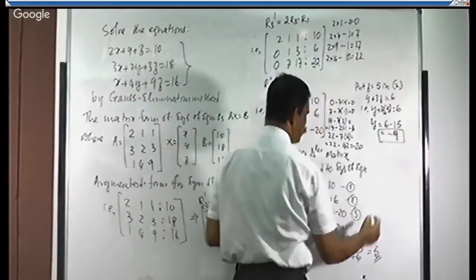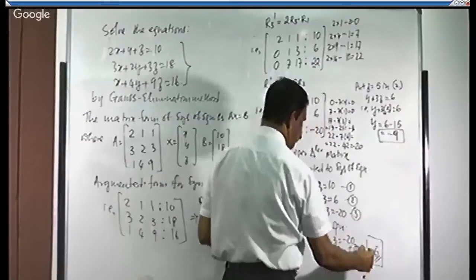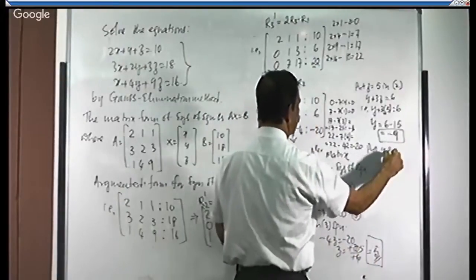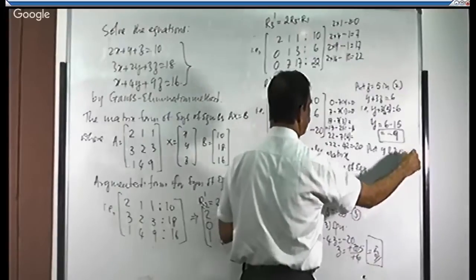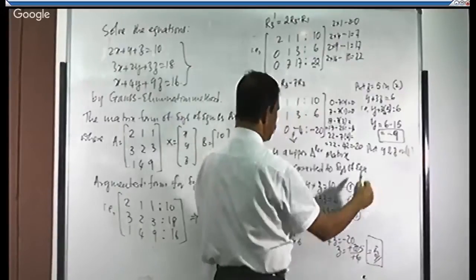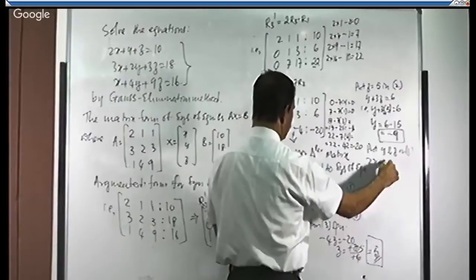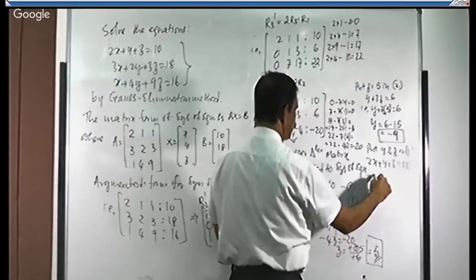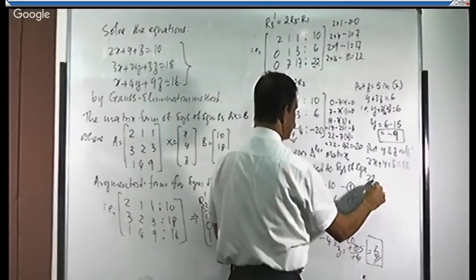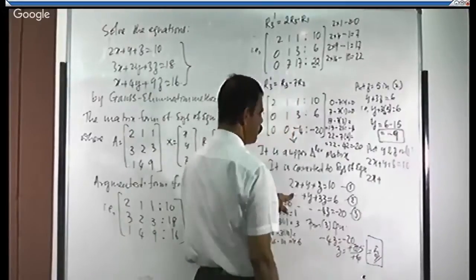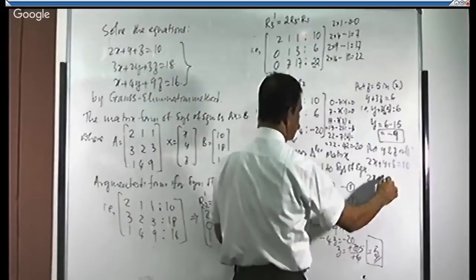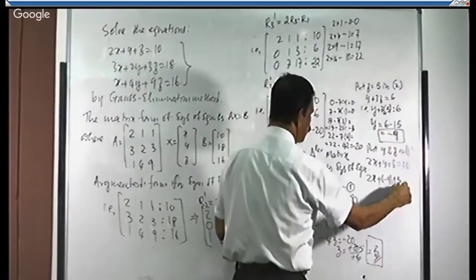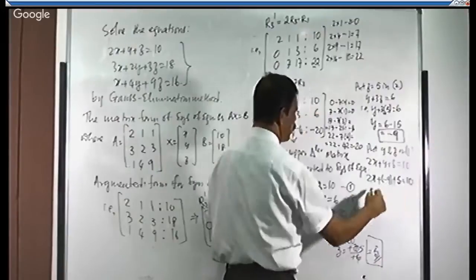This y value and z value, put it in equation 1. Put y and z in equation number 1. What is that equation number 1? 2x plus y plus z is equal to 10. That is 2 into x, plus y, which is minus 9, plus z. z is equal to what? 5. It is equal to 10.